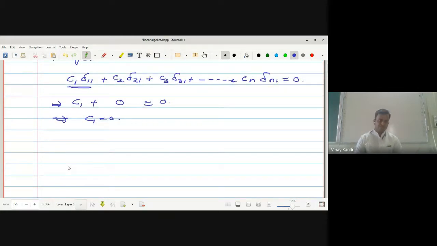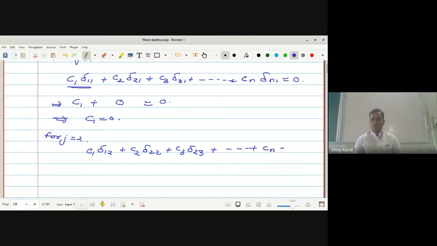Okay, now for j is equal to 2, what we have? Run i now. C1 delta 1 2 plus C2 delta 2 2 plus C3 delta 3 2 plus up to so on Cn delta n 2 is equal to 0. Is it correct? Yes, sir. Now here this one is 0, this one is C2, this one is 0 up to so on, 0 is equal to 0. Okay. So this implies C2 is equal to 0.